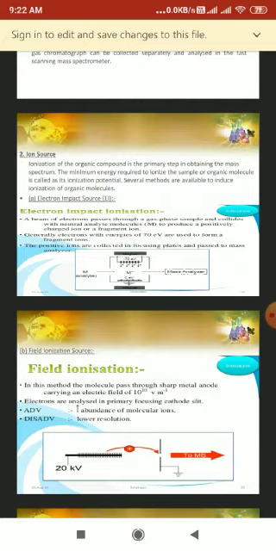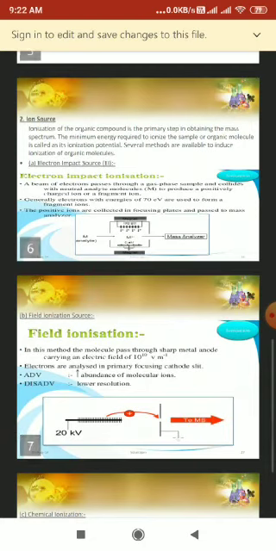The electron impact process suffers from the drawback that the sample first needs to be vaporized. This may result in the thermal decomposition of a part of the compound. Besides ionization and fragmentation, it may lead to complete destruction of the compound. Now we will look at the second ionization source, the field ionization source.